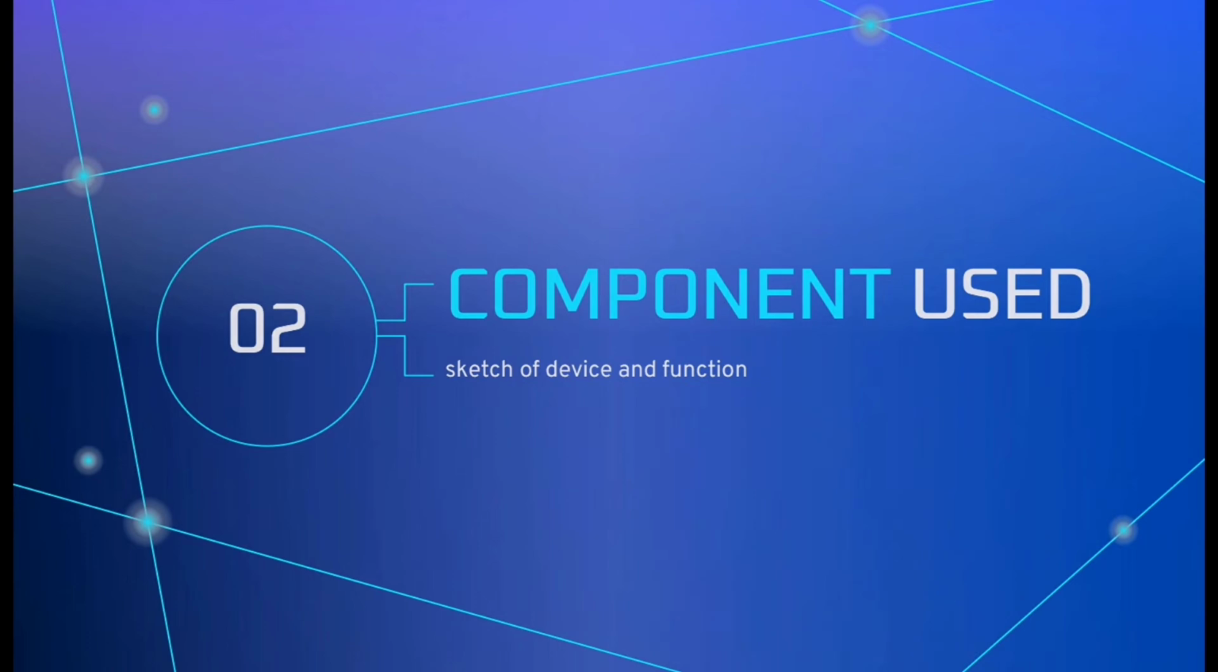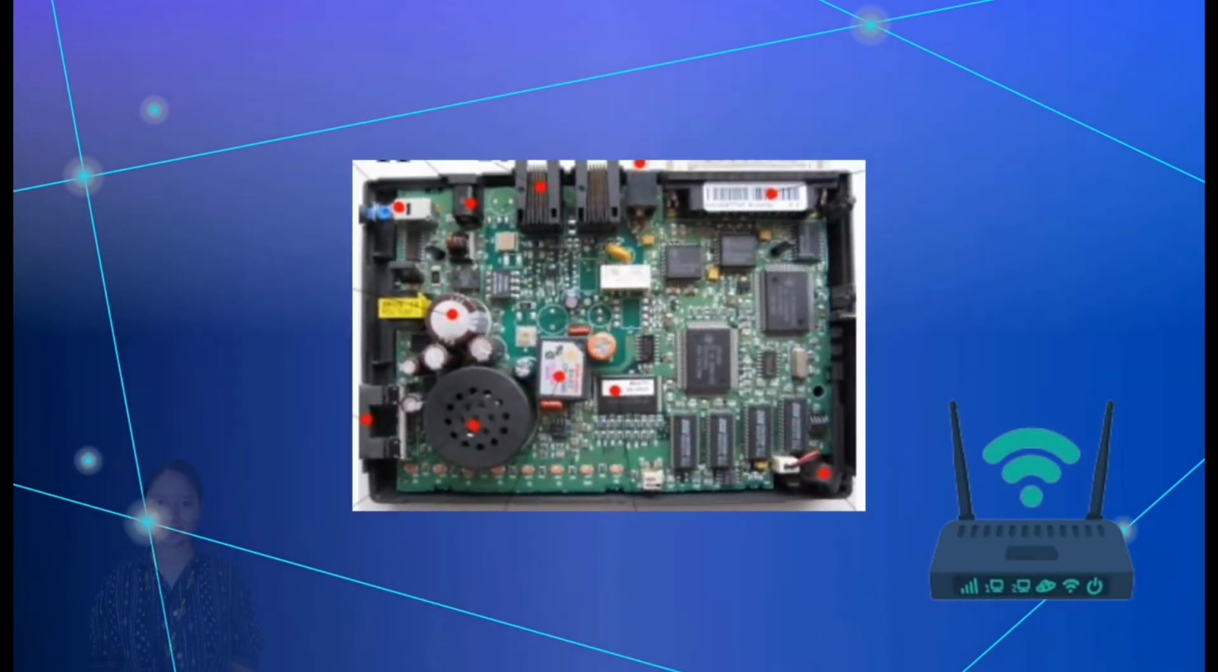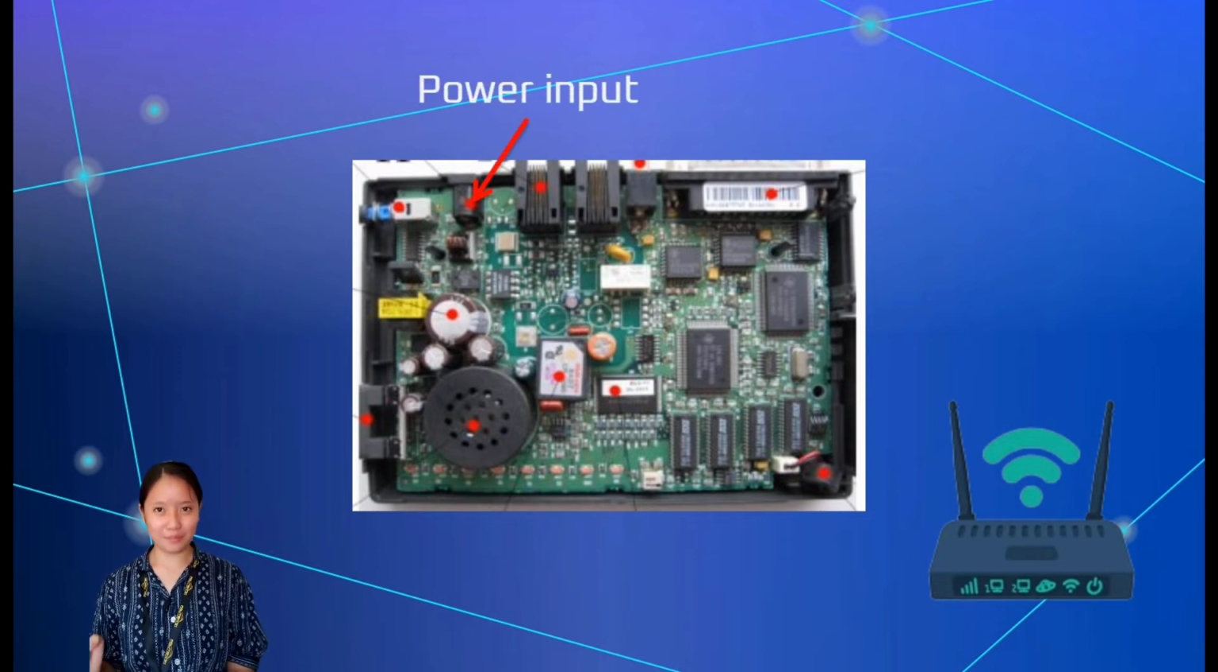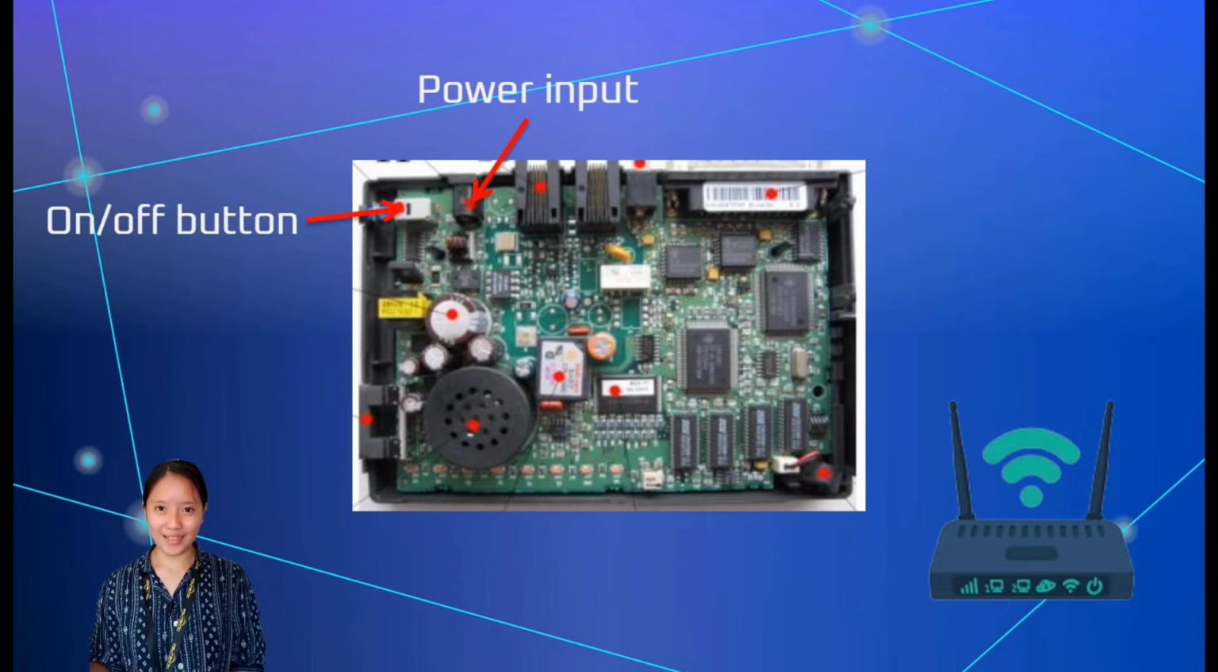Component used. This is what it looks like in the Wi-Fi modem. The component that is being used is power supply. It supplies electric power to the modem. The primary function of a power input is to convert electric current from a source to the correct voltage, current, and frequency for the modem.